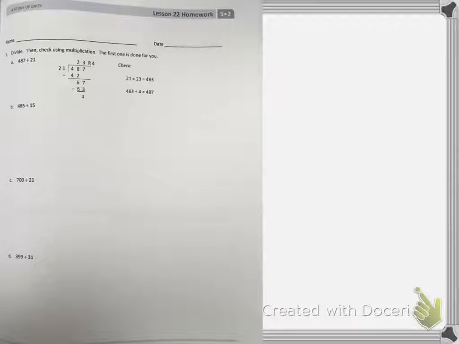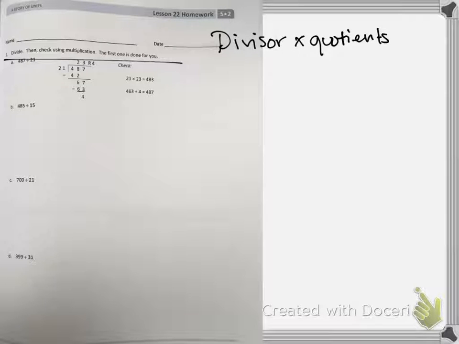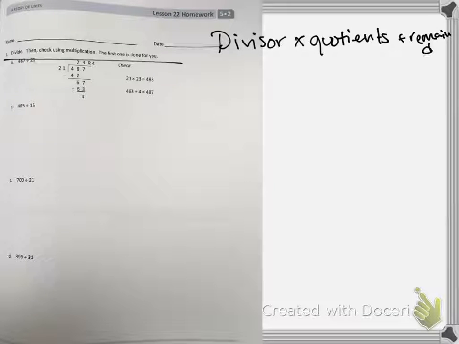So let's look at some of the homework. Again, we're still doing the divide and checking. So checking again is divisor times quotient plus remainder. Into the next slide. So we're still able to check that.